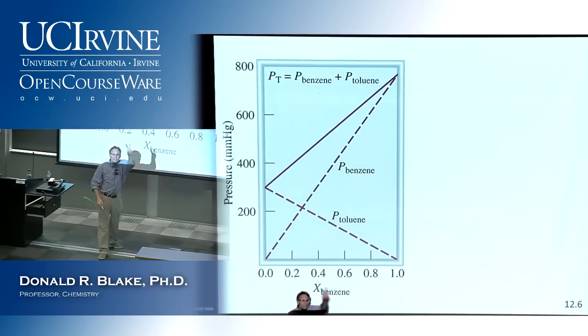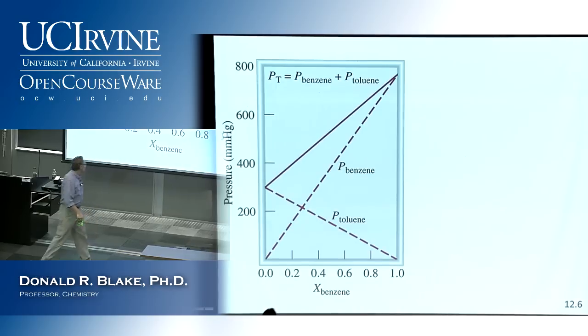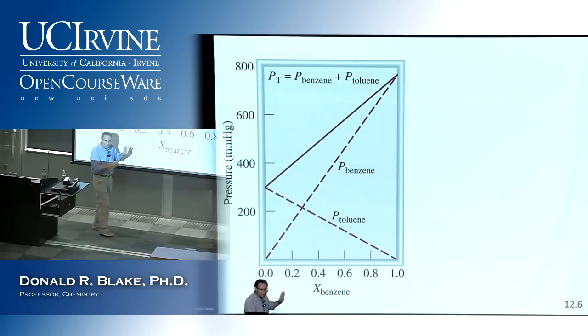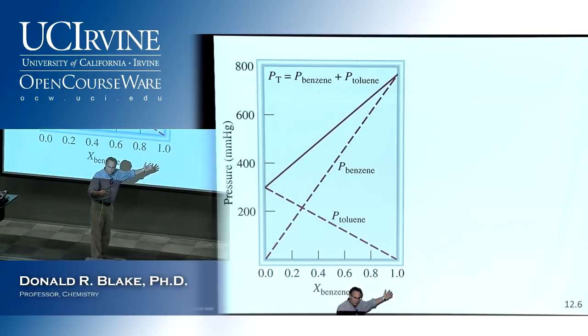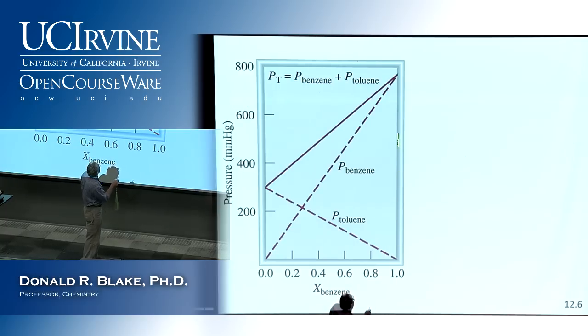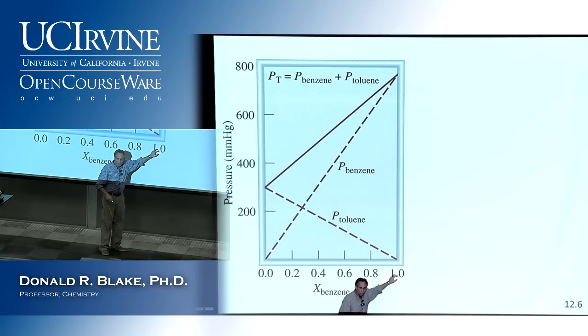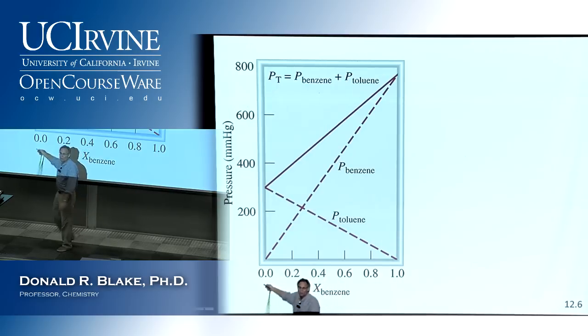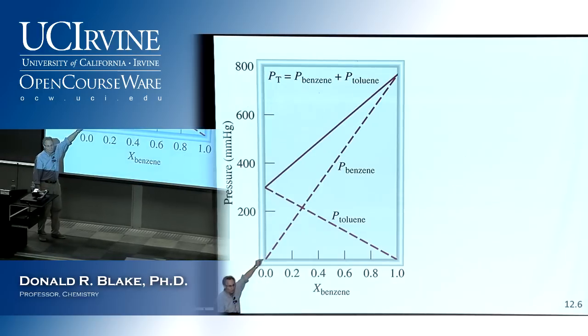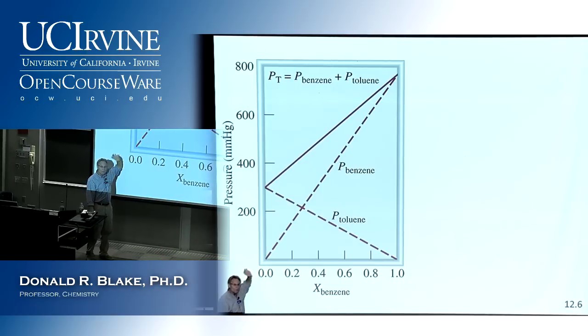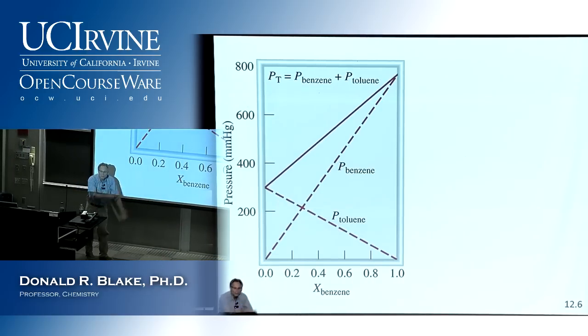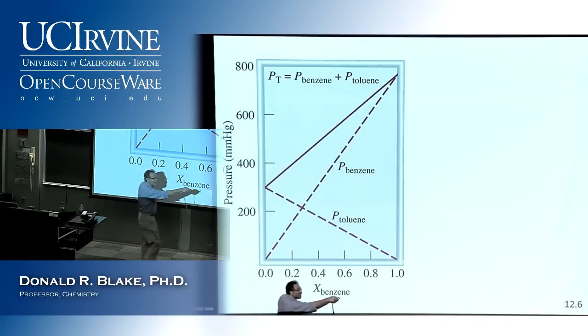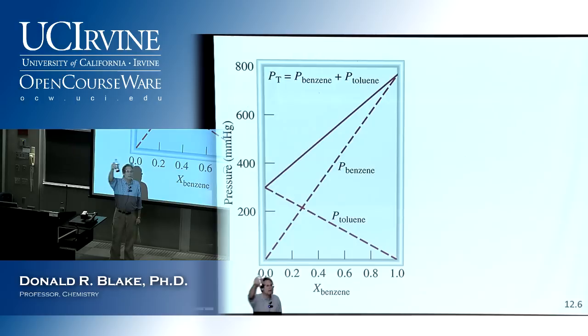So, here we have a two-component system. We have benzene and we have toluene. This is the mole fraction of benzene. Pure benzene, what this tells us is that at some temperature, let's say room temperature, benzene has a vapor pressure of about 750 torr, right there. That's when it's pure benzene, 1.0. When there's zero benzene, then there's zero pressure from benzene. If I have 100% benzene, it's all benzene, it's pure, and that's the vapor pressure of pure benzene.